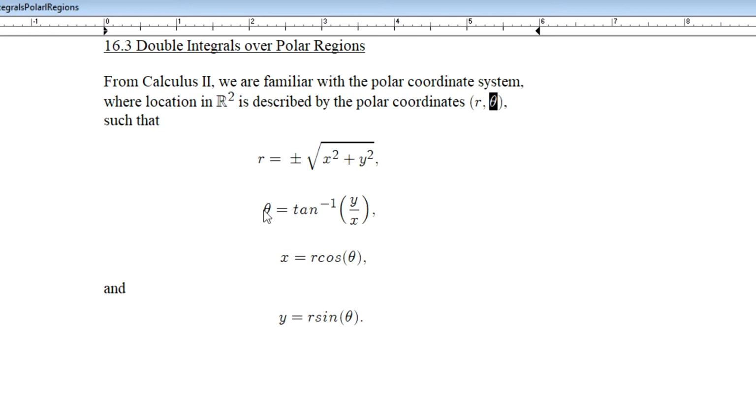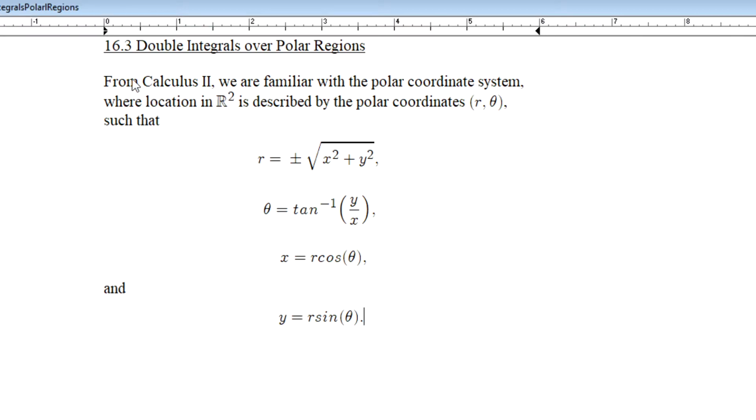Theta is always the tangent inverse of our y coordinate over our x coordinate. In terms of how x and y relate to r and theta, x is always r times the cosine of theta, and y is always r times the sine of theta.